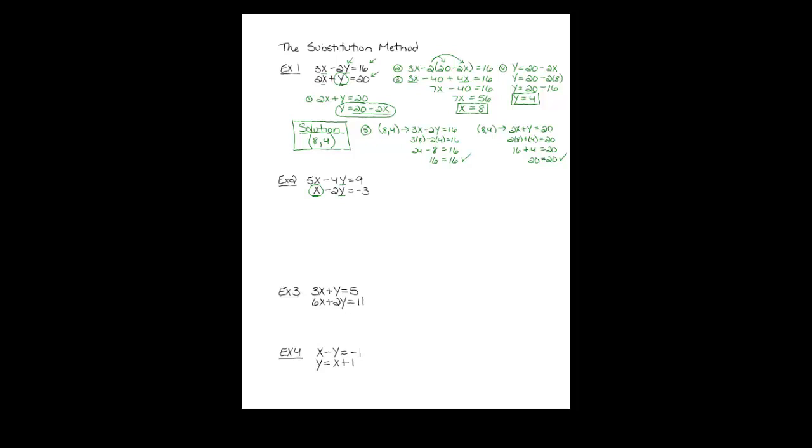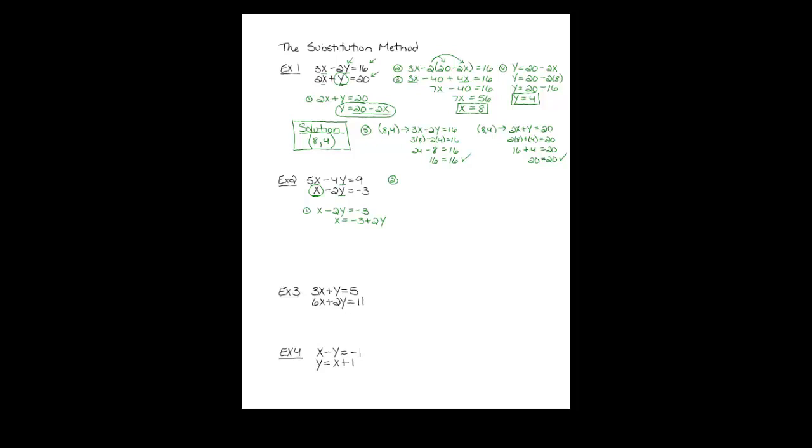So I'm going to solve the second equation for x. So here we have, this is step 1, x minus 2y equals negative 3. We're solving for x, so I'm going to add 2y to both sides. So this gives us x equals negative 3 plus 2y.